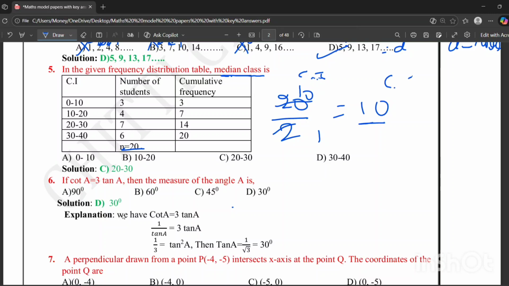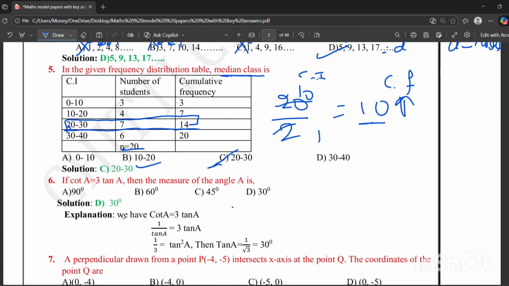Check 10 in cumulative frequencies. Is there 10? No, there is no 10. So if it is not there, check more than 10. Where is more than 10? 14. So this class interval is called our median class. So where is the option? 20 to 30? Option C. This is our right answer.